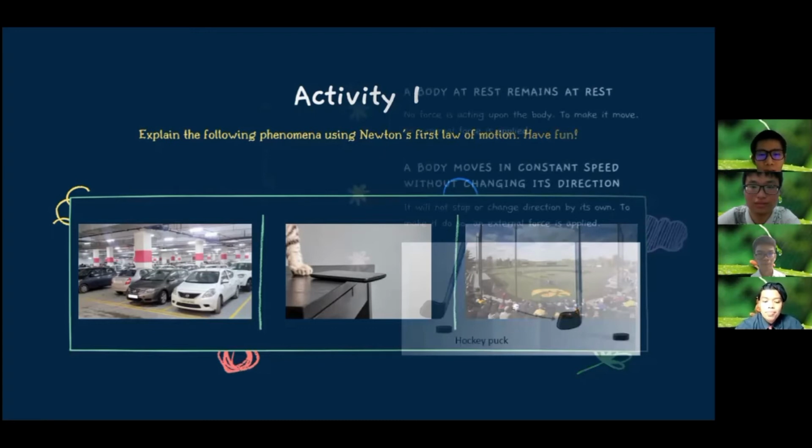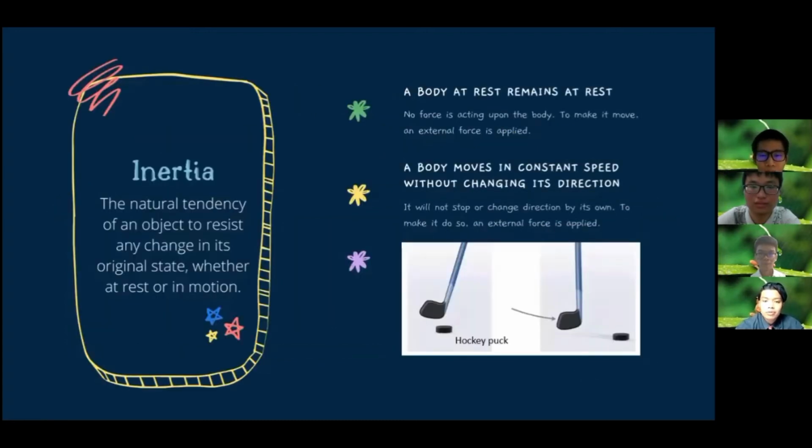Then we continue with the definition of inertia. So how does the law of inertia define inertia? Let's see. Inertia is defined as the natural tendency of an object to resist any change in its original state, whether at rest or in motion, right? And you know that if there is no external force, the object will maintain its state of motion. So inertia is the thing that keeps them behaving in such a manner.